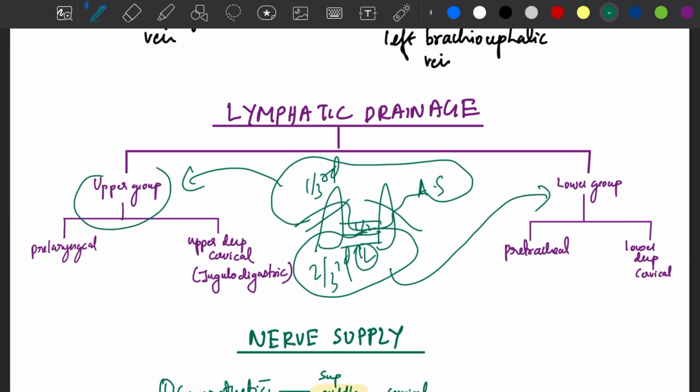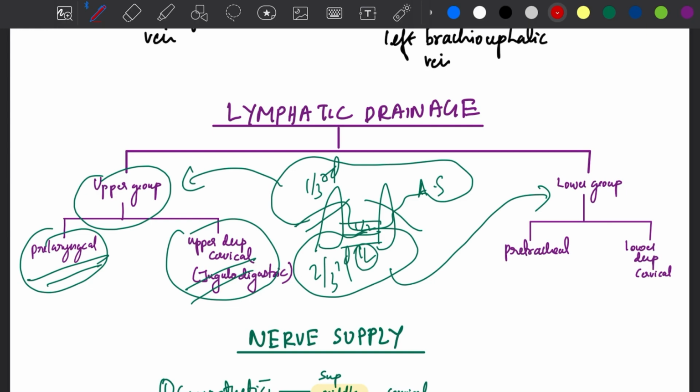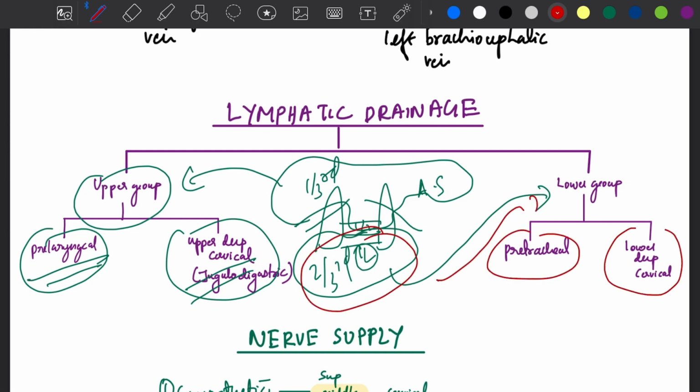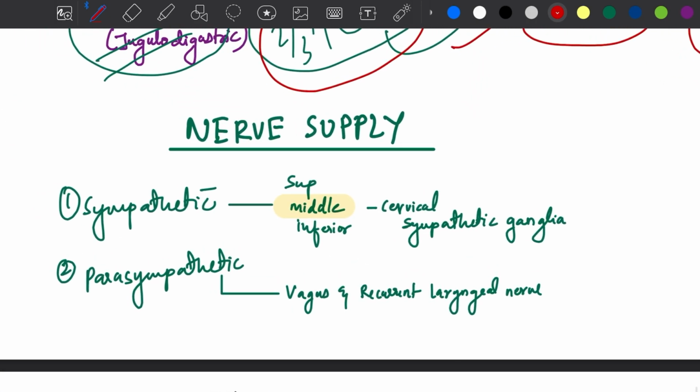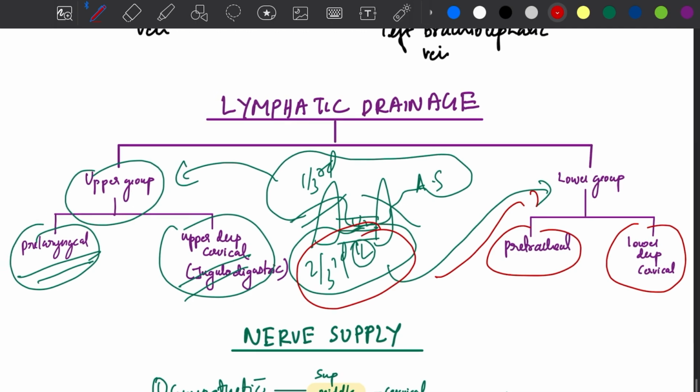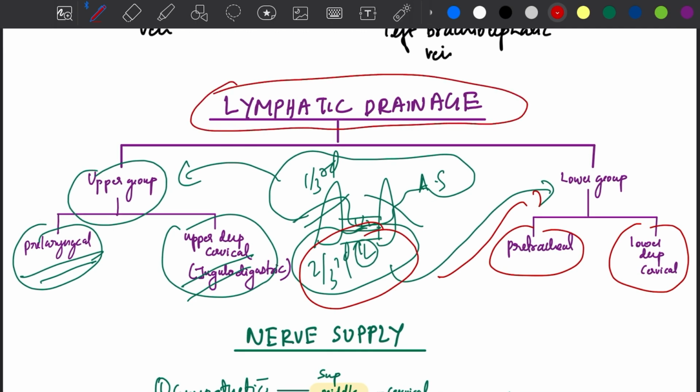The lower group consists of two main lymph nodes, which are the prelaryngeal and the upper deep cervical lymph nodes. Also, the lower group consists of pretracheal or lower deep cervical lymph nodes. So the major lymphatic drainage are prelaryngeal, upper deep cervical, pretracheal, and lower deep cervical.